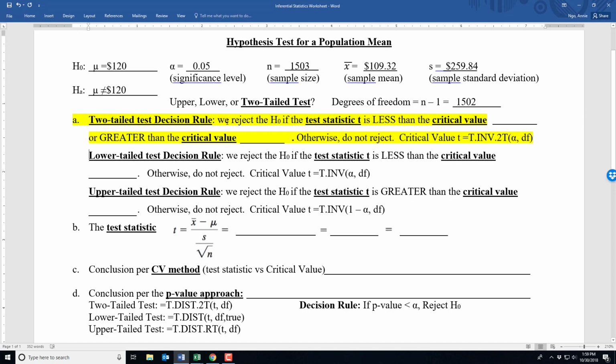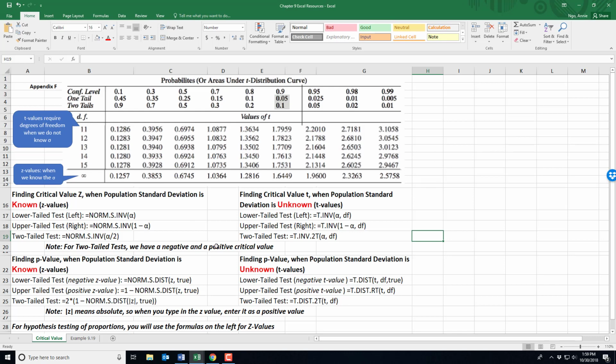It states we will reject the null if our test statistic is less than some critical value or greater than some critical value, because for a two-tailed test, there's two chances of getting rejected. So here's the formula to find the critical t-value in Excel. And here's the spreadsheet I provided for Chapter 9 with all the Excel resources. On this side is the critical value t when we don't know the population standard deviation. As you can see, there's a lower tail, upper tail, and two-tail test. So I'm working with a two-tail test.